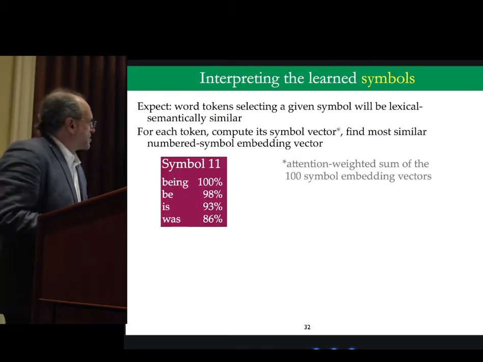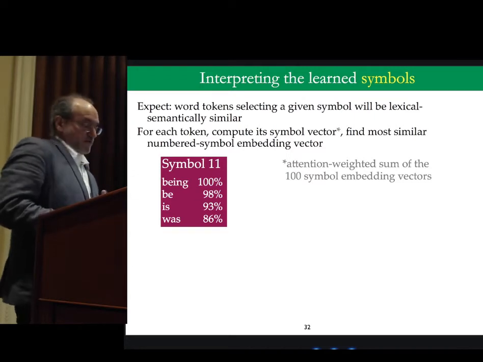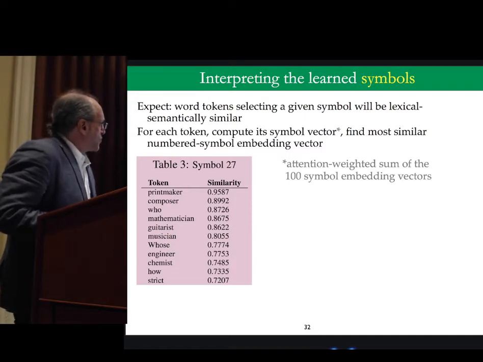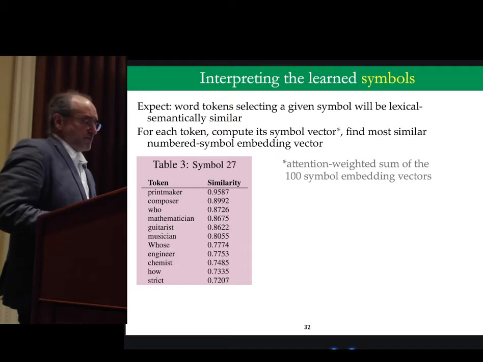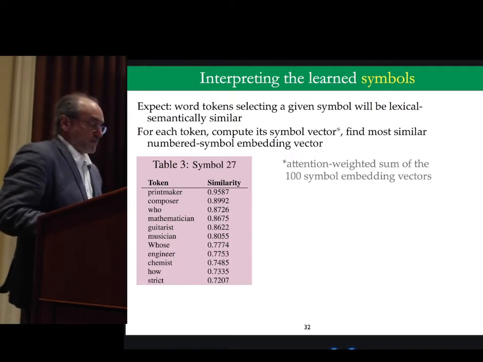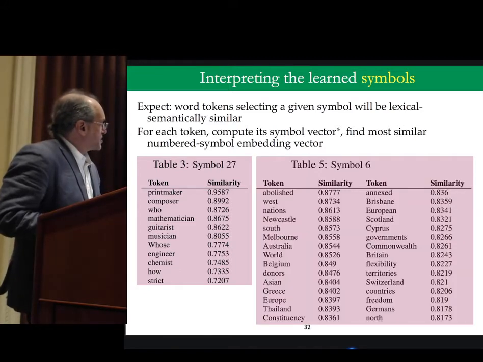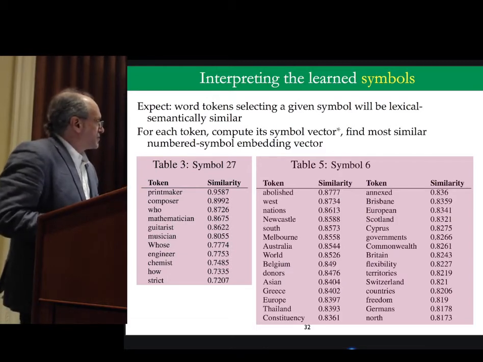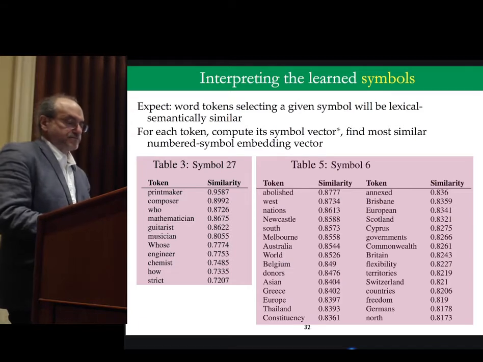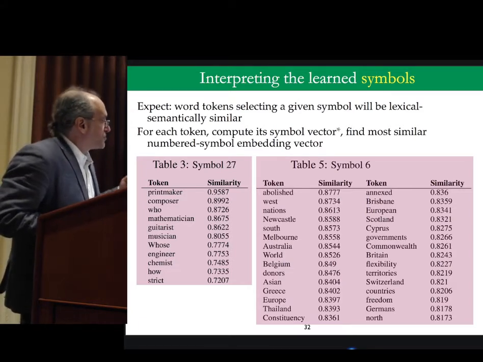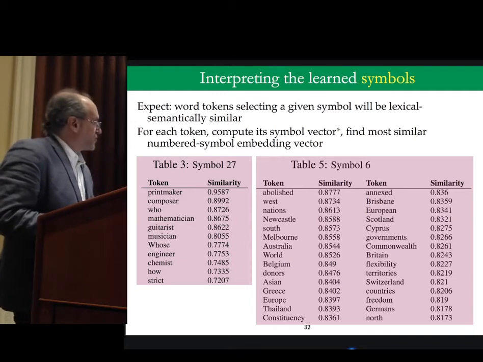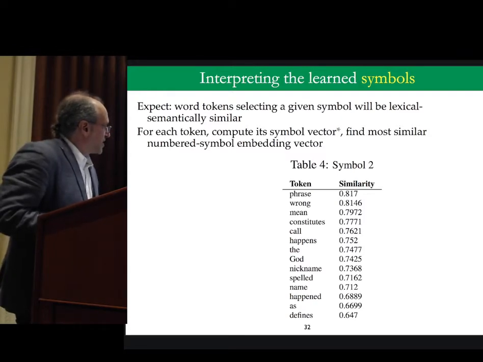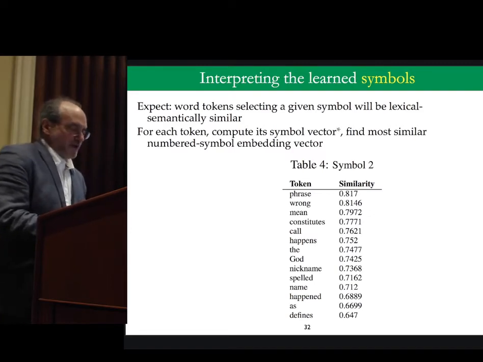And so if we look at the words that are closest to symbol 11, we see they have a very strong relationship. Or if we look at symbol 27, we see a more heterogeneous collection of tokens, but many of them seem to refer to occupations. Or for symbol 6, again, some variation, but a lot of them refer to geographic concepts or entities. Not all the symbols are interpretable in such a straightforward way. For example, symbol 2 is selected by these tokens, and if anybody sees a nice pattern there, please tell me. We have not been able to identify one.